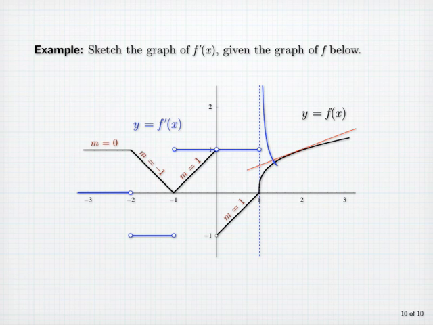Notice that the slope of the graph of f decreases for x greater than 1 while remaining positive, which results in the graph of the derivative looking something like this.